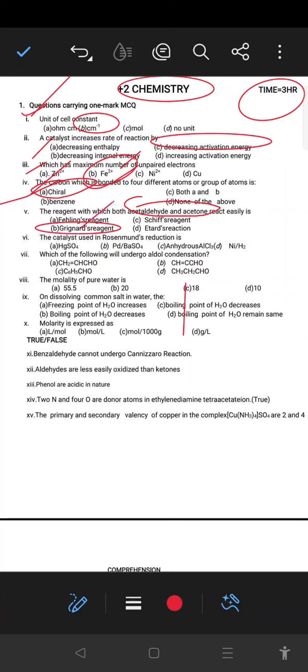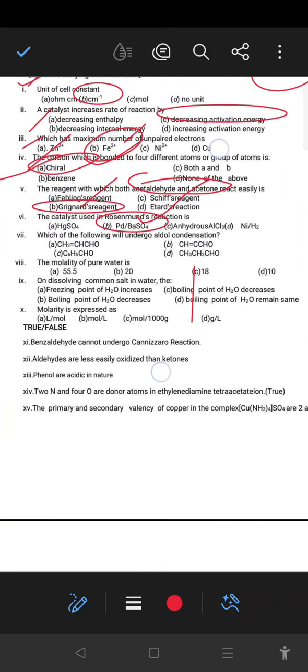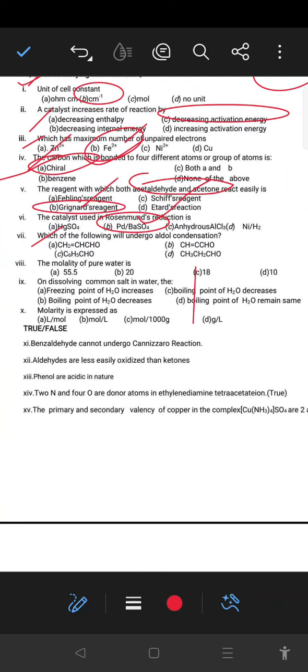Okay. Next, the catalyst used in Rosenmund reduction reaction, that is lead barium sulfate, sulfur and quinoline use kar do. Next, which of the following will undergo aldol condensation, again, jisko CH3C double bond O group hoga. So right option, D option is the right answer. Next, the molality of pure water, that is 55.5.